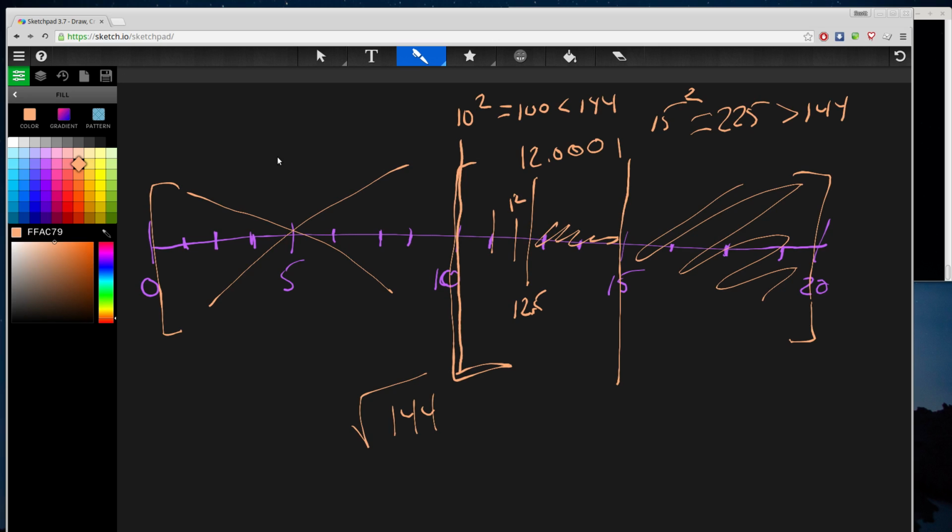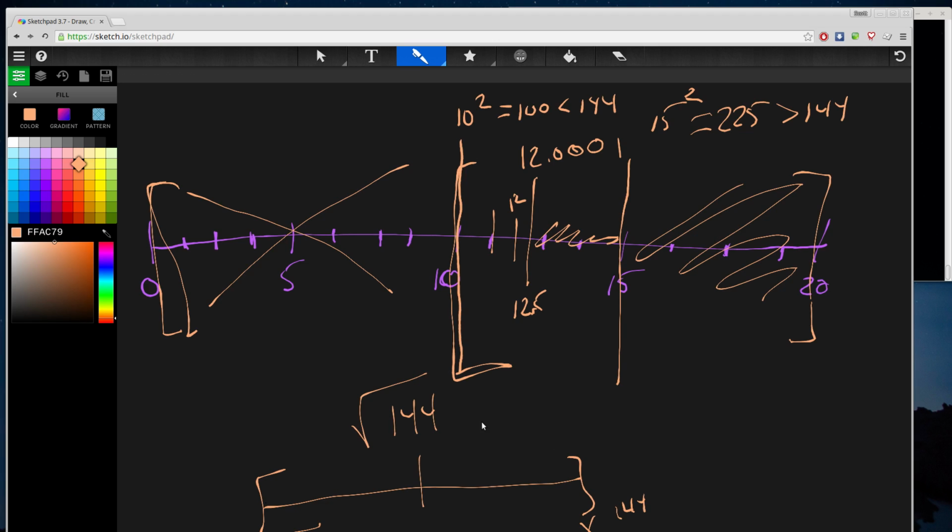But the other thing that I need to think about is, well, what was this initial bracket? I said, oh, well, it's got to be between 0 and 20. The 20 is probably artificial. What we can do is bracket the number line from 0 all the way out to whatever x is. In this case, the 144. And we'll just do the bisection.